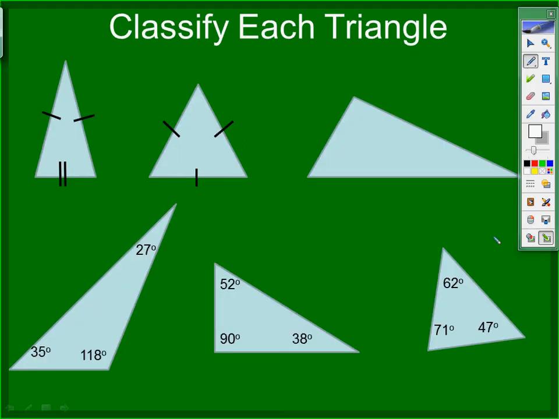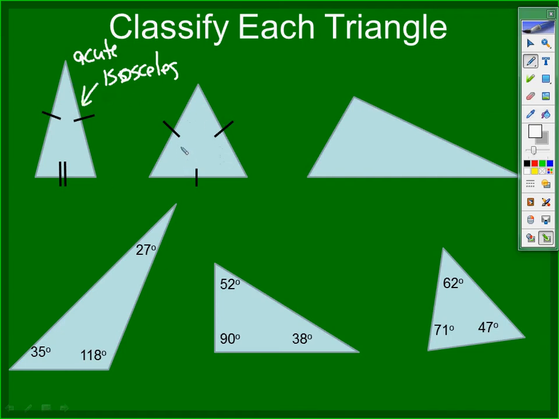If we are classifying these triangles with both side length and angle name, starting off, the first triangle that I see here has two sides that have one tick mark. So that tells you that this is an isosceles triangle. And I look at that, there are no right angles, there are no obtuse angles, which means all three are acute. This is an acute isosceles triangle.